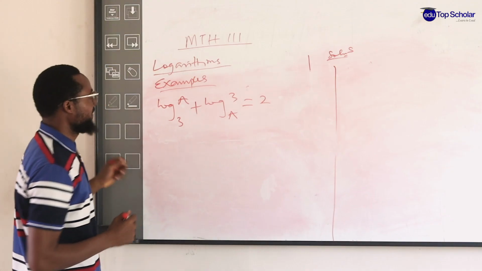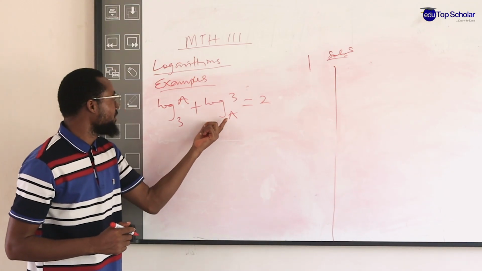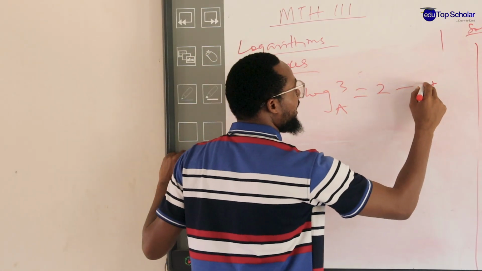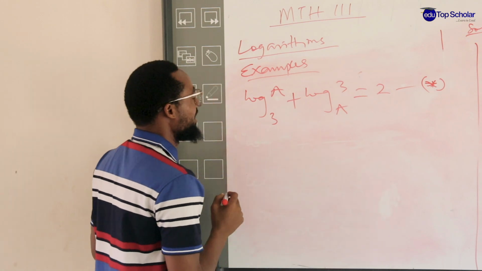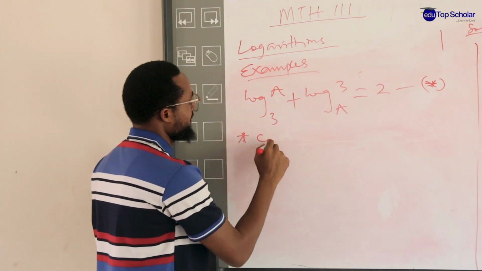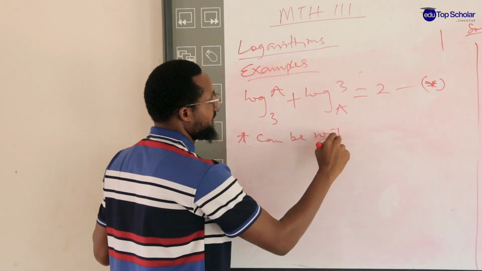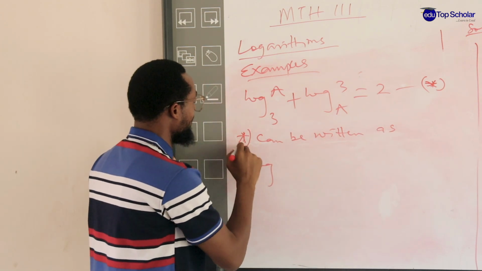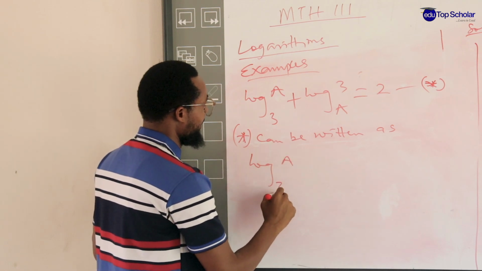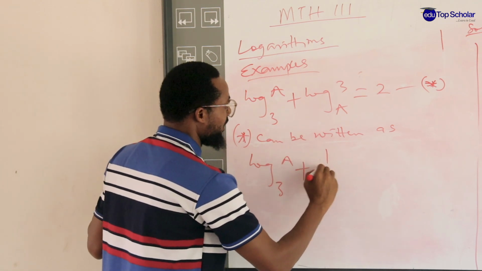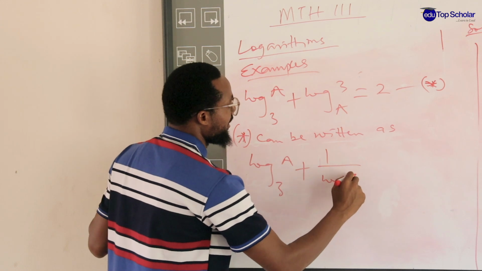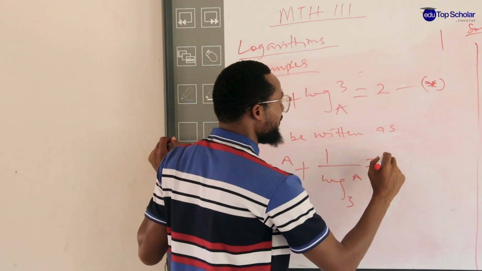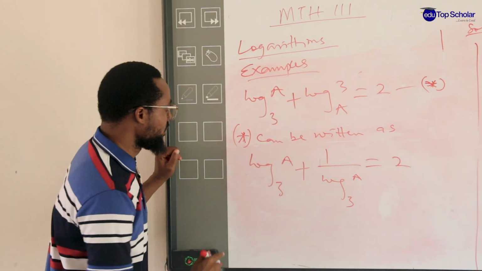to 2. The first assignment you want to do here is to change this so that we can have equal bases. So we can say our equation star can be written as log A base 3 plus 1 all over log A base 3 from our change of base law. This is equals to 2.